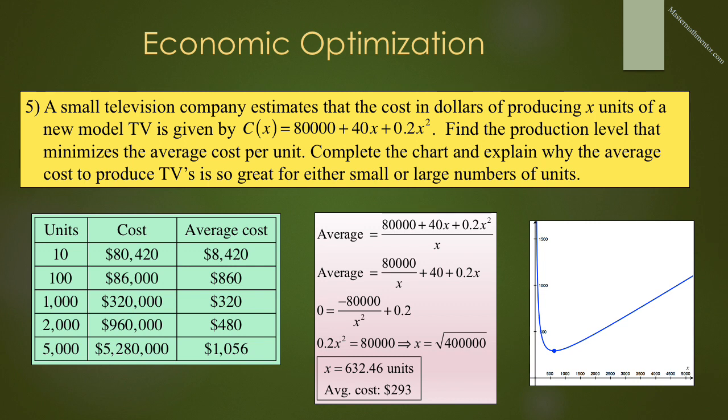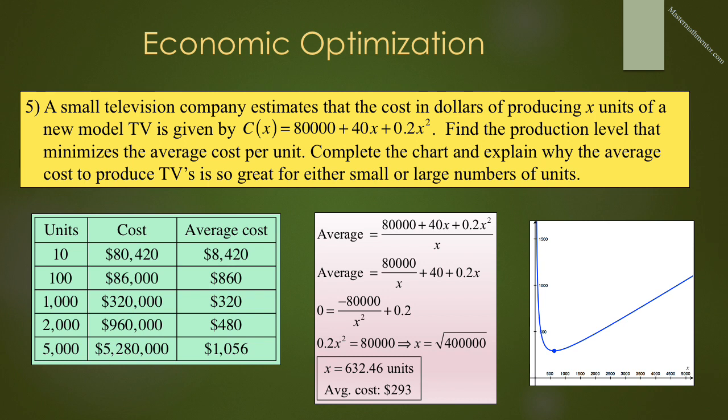The graph confirms the result and also illustrates that if they produce a very small number of TVs or a very large number of TVs, the average cost is huge. Why? When X is 0, meaning they make no TVs, the cost would be $80,000. The reason for that is that there are startup costs. You need a building, you need machinery, you need to heat the building. So even if they make no TVs, they're out a lot of money.